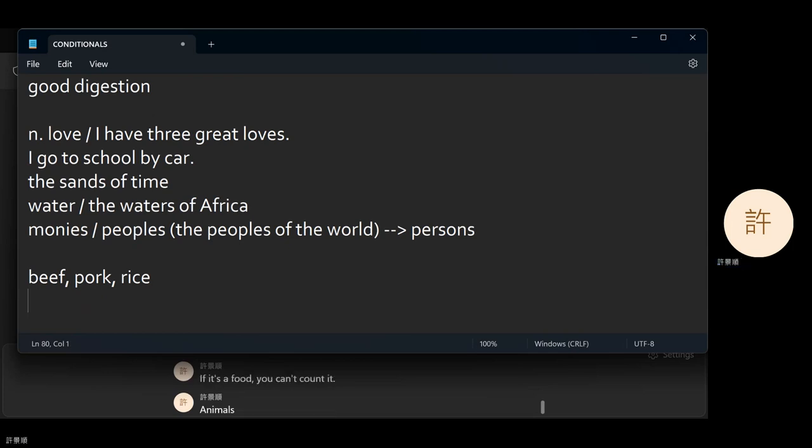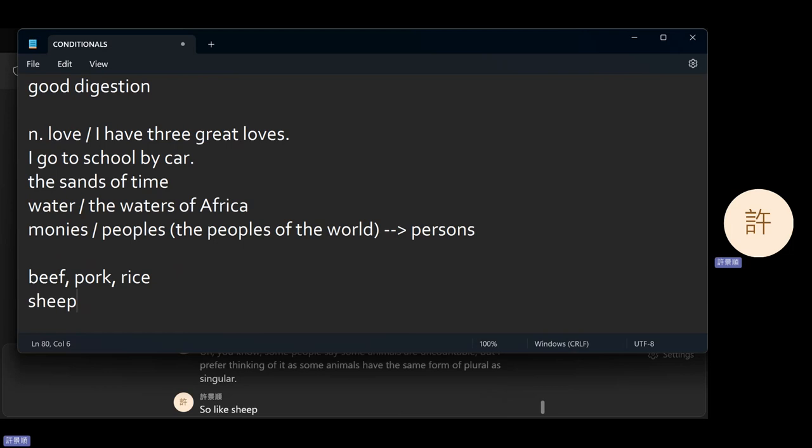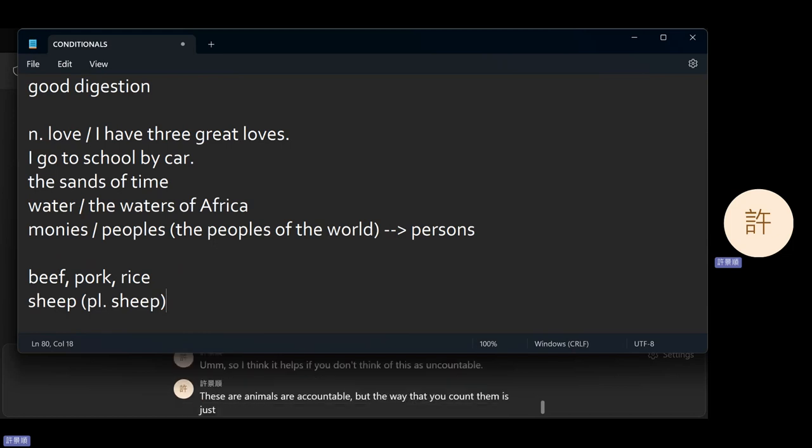Animals. You know, some people say some animals are uncountable, but I prefer thinking of it as some animals have the same form of plural as singular. So like sheep, 绵羊. The plural of sheep is sheep. So I think it helps if you don't think of this as uncountable. These animals are countable, but the way that you count them is just the same as one animal.